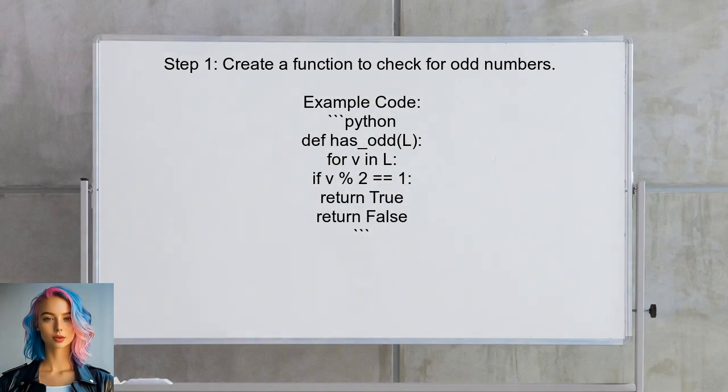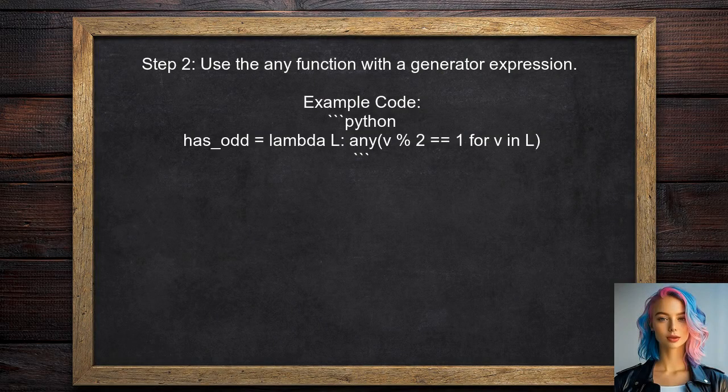To check for odd numbers in an iterable, the user can start by using a simple function. This function will loop through each element in the list and check if any number is odd. Next, the user might want to consider a more concise approach. Instead of using a loop, they can utilize the built-in function called any, combined with a generator expression.